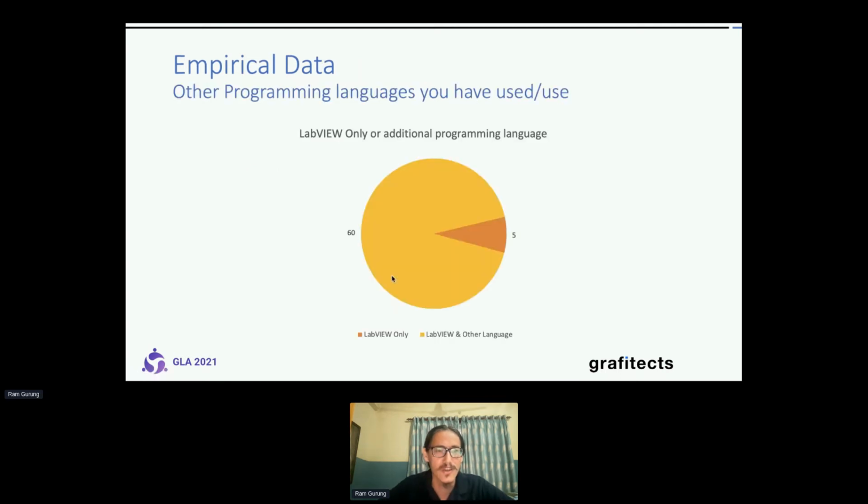Another thing is we asked them the second question, which was what other programming languages have you used? Most people said they have used LabVIEW and other programming languages. Again, we're not asking how much you are using them, and we're not comparing LabVIEW against other programming languages in this data. Here we're only asking whether you have used other programming languages or not. As you can see, 5 out of 65 people have used only LabVIEW. This is also a good thing, we can see that LabVIEW standalone can also do miracles.